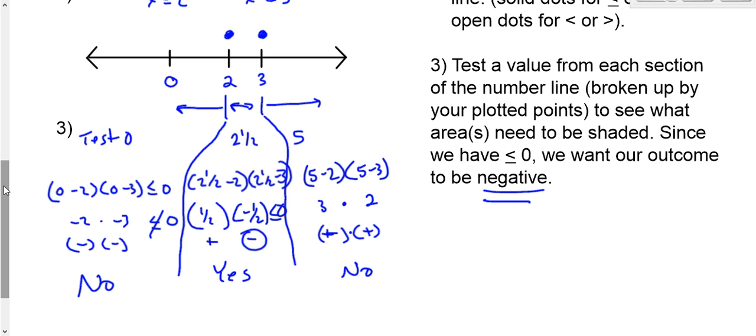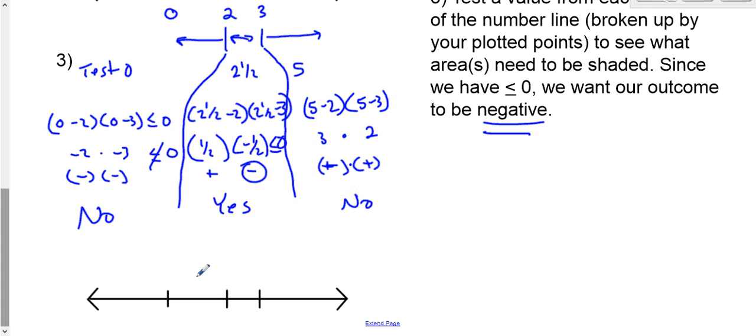So that means when I graph my solution, I have 0, my 2, and my 3. I'm going to shade where I wrote a yes. And I wrote a yes in between the 2 and the 3 because that's where I got a negative answer. So on a graph, I have this as an interval inequality. I'm going to have 2 comma 3 with brackets on both sides because I have solid dots.